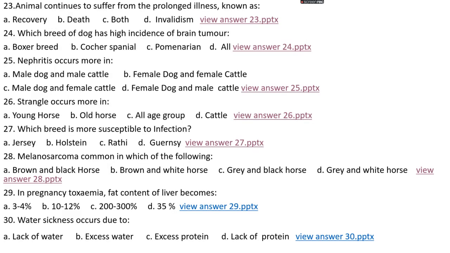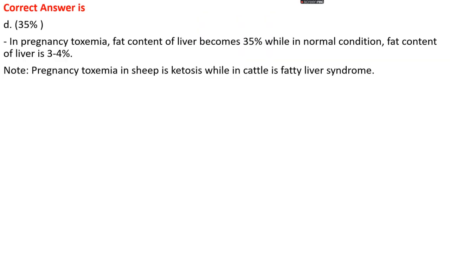Okay. Question number 29. In pregnancy toxemia, fat content of liver becomes option A, 3 to 4%, option B, 10 to 12%, option C, 200 to 300%, option D, 35%. The right answer is option D, that is 35%. In pregnancy toxemia, fat content of liver becomes 35%, while in normal conditions, fat content of liver is 3 to 4%. Note, pregnancy toxemia in sheep is ketosis, while pregnancy toxemia in cattle is fatty liver syndrome.